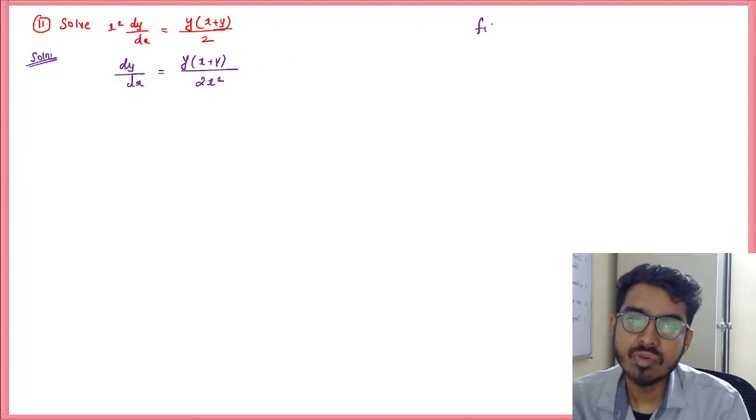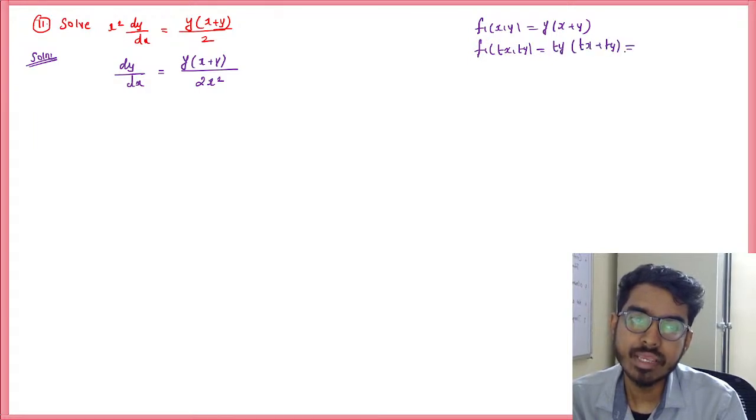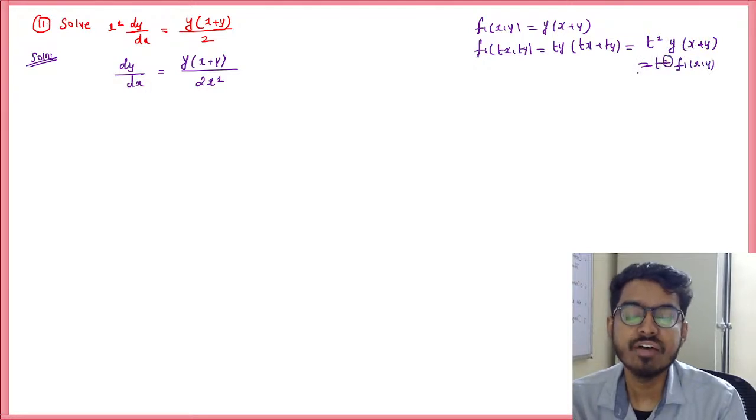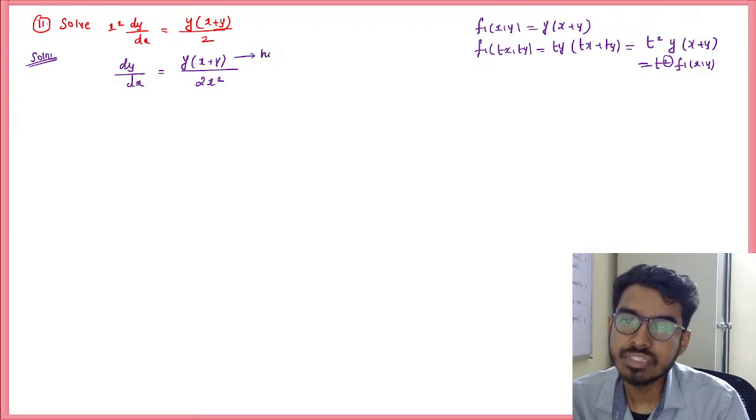For example, if we have f1 of x comma y is equal to y into x plus y, so what about f1 of tx comma ty? It will be ty into tx plus ty. If we take this t outside, we will have t square y into x plus y, which is t square into f1 of x comma y. So this is a homogeneous function of degree 2, right? This is also a homogeneous function of degree 2, right? That means both are homogeneous functions of degree 2.